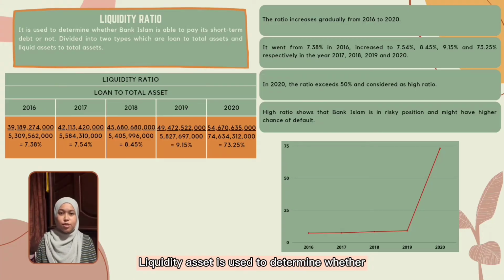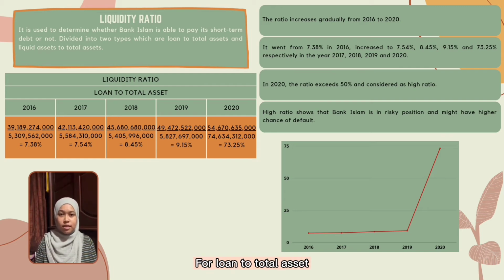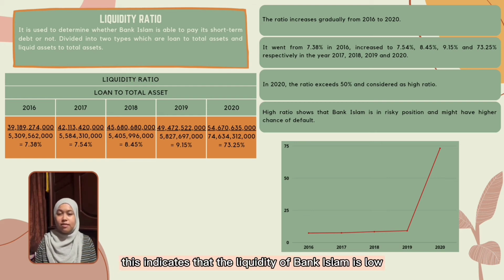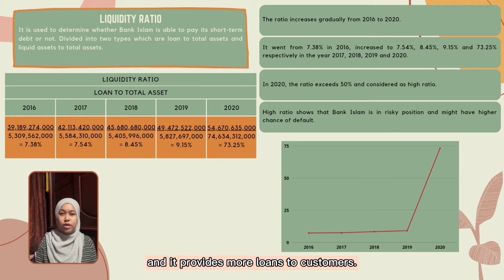Liquidity ratio is used to determine whether Bank Islam is able to pay its short-term debt or not. For loan to total asset, the ratio increases gradually from 2016 to 2020. In 2020, the ratio exceeds 50% and is considered a high ratio. This indicates that the liquidity of Bank Islam is low and it provides more loans to customers. Besides, a high ratio shows that Bank Islam is in a risky position and might have a higher chance of default.